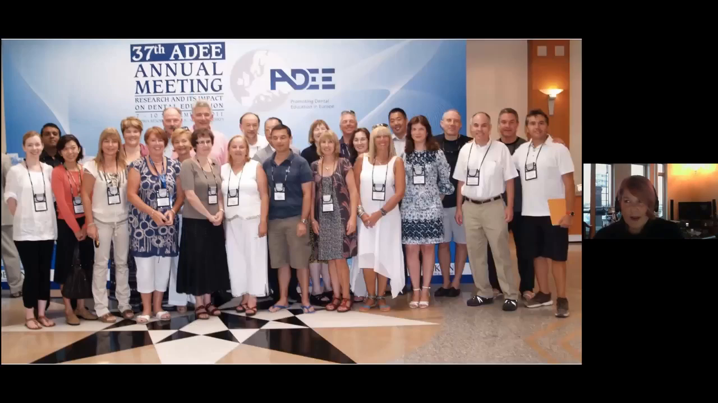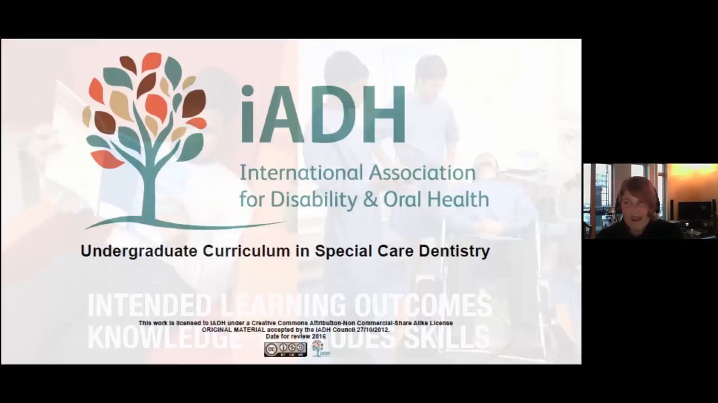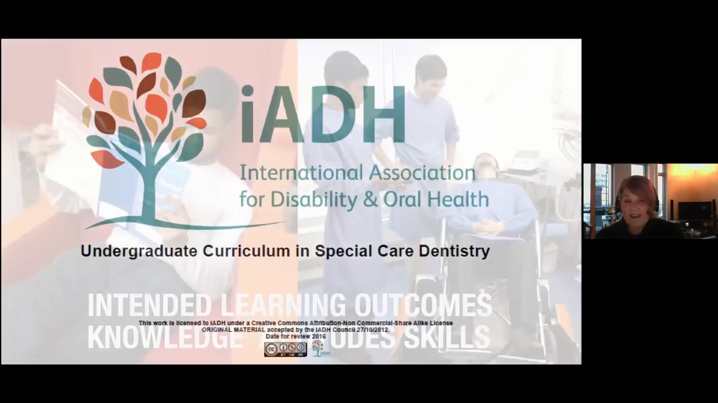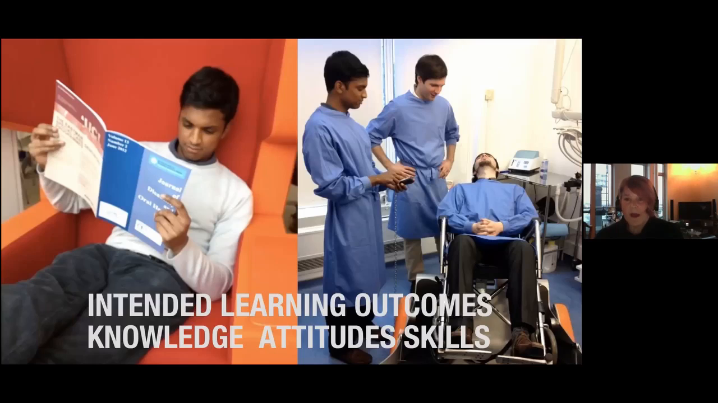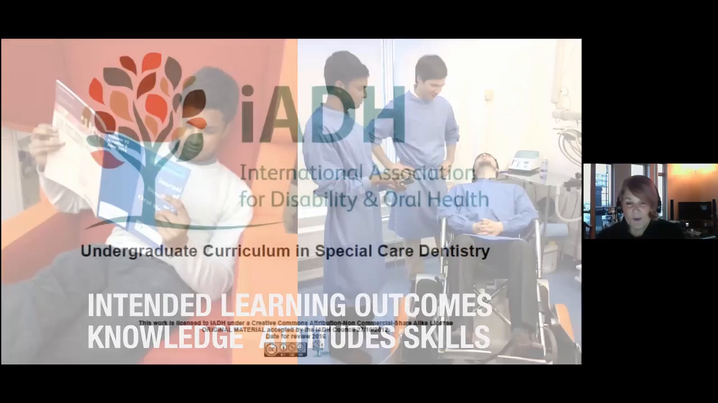After a lot of online activity, we met as a consensus group in that wonderful AD event that happened in Antalya, the fully inclusive one with the great parties in the evening. But a lot of hard work was done. And at the end of that period, we came up with a consensus on a minimum list of intended learning outcomes to equip undergraduates with the knowledge, attitudes, and skills. And we published that back in 2012.